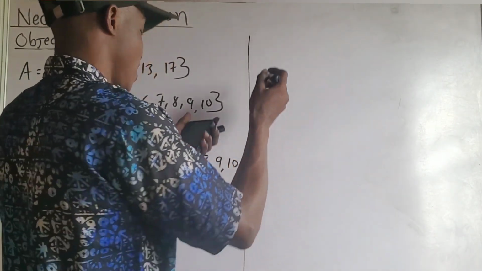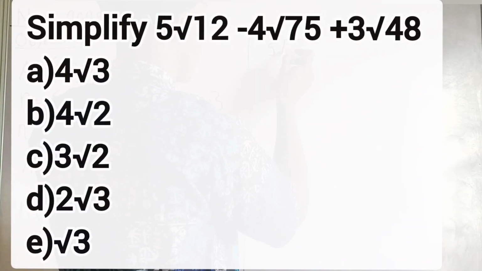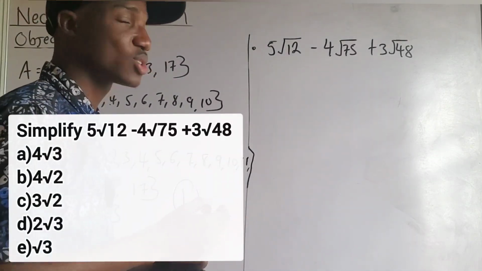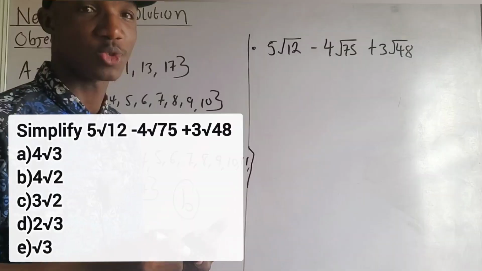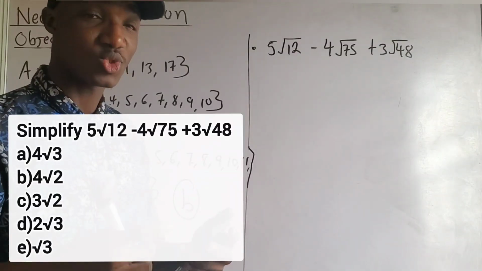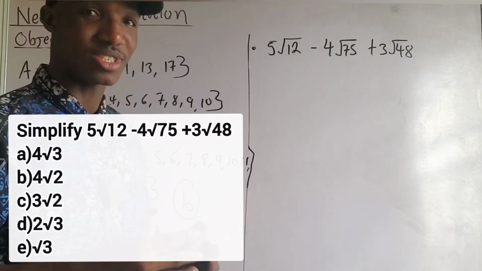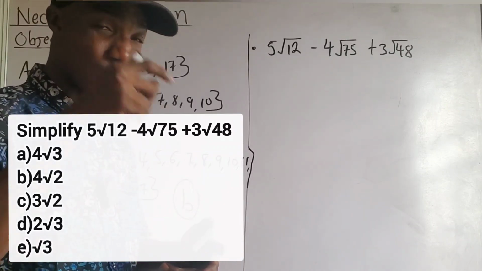You are asked to simplify 5 root 12 minus 4 root 75 plus 3 root 48. Simplify 5 root 12 minus 4 root 75 plus 3 root 48. Now, listen to me carefully. If you want to simplify this, this topic is also known as surds. You understand? Please, if you didn't understand surds, I've done a comprehensive class in 3 parts. You can always watch it. Check the link in the description of this class and watch the class.